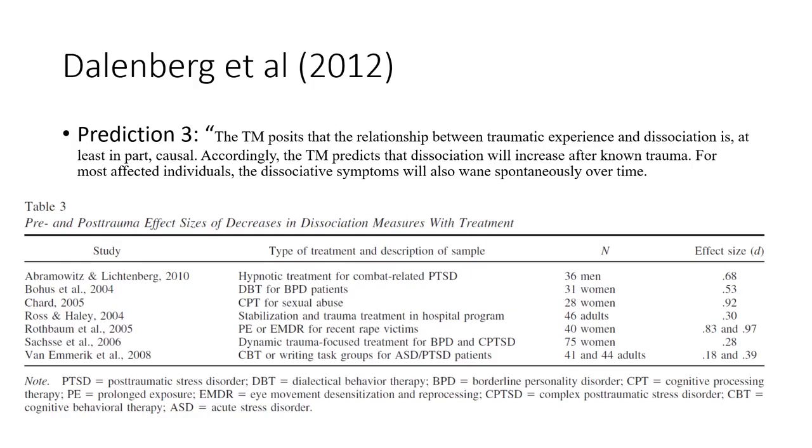So that is the evidence that they present. I'm not going to critique it here. So that is me picking out just one part of Dallenberg. And Dallenberg, of course, is cited very often and is used by people in the court system to argue that you should believe people who are saying that they have dissociative amnesia.